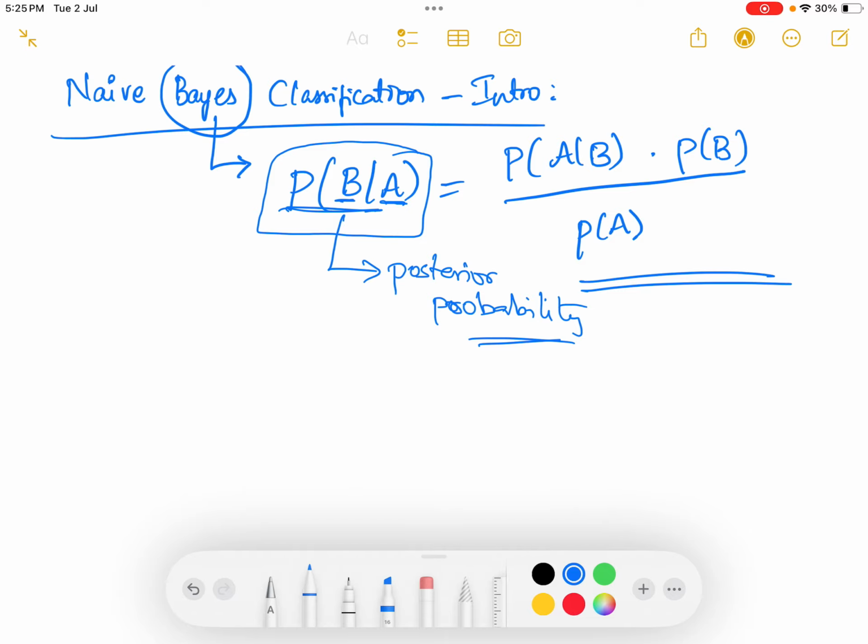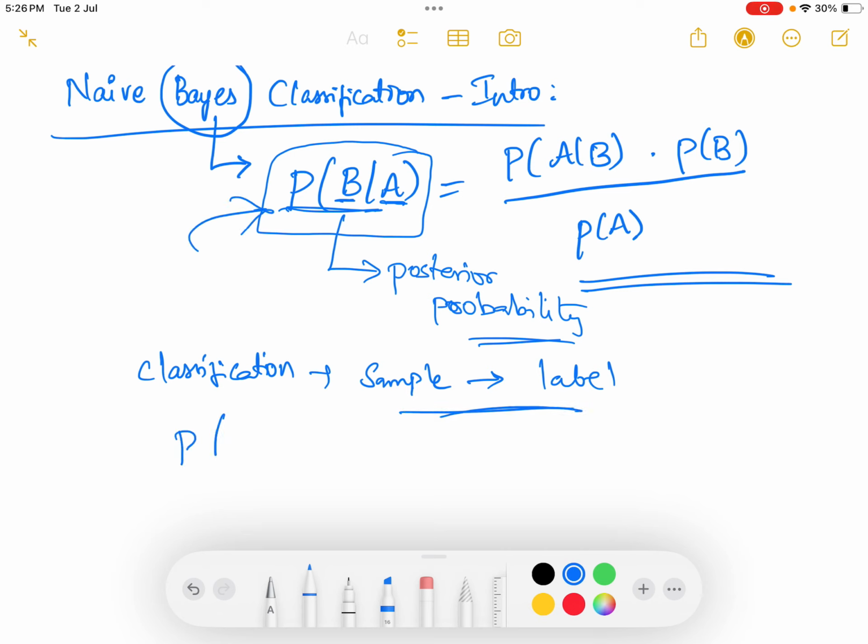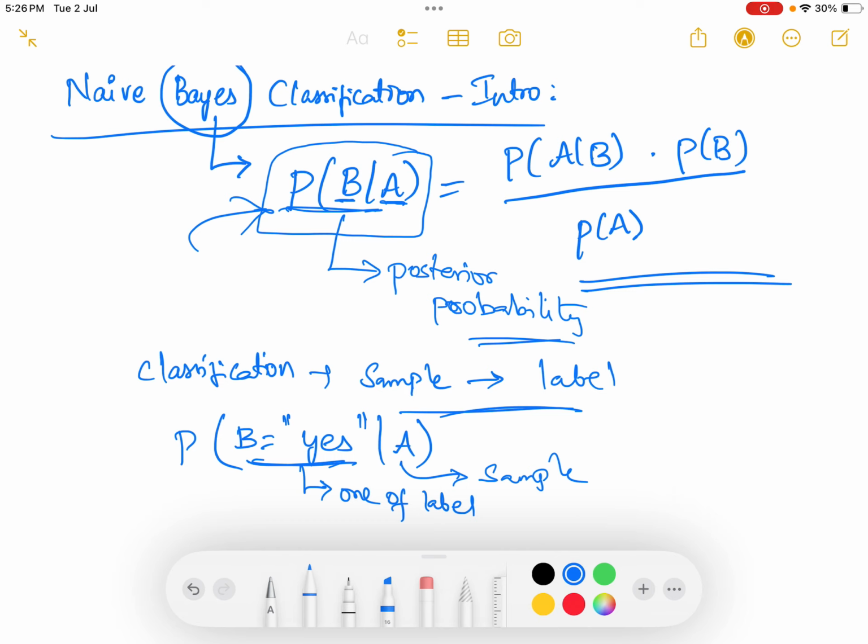Okay, if we look at the classification task, we have a sample. Given the sample, predict the label, right? So here we are trying to map this to this particular posterior probability. Probability of B equal to some class S given sample A. I can read this as probability of B given A. For classification, A is a sample and B will be one of the labels.